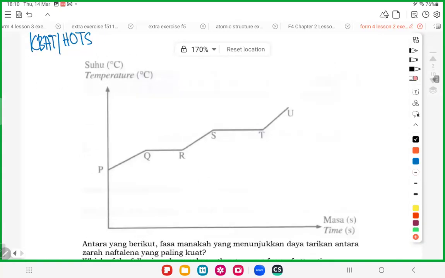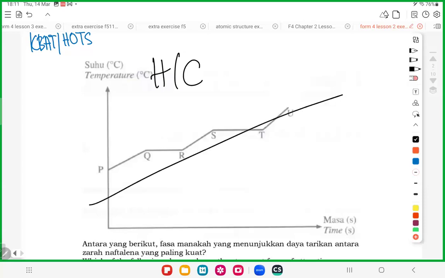This is a heating curve or cooling curve, everyone? Let me know. Heating or cooling curve from this picture. H or C? Heating, because the temperature goes up. Okay, guys, how many staircases in this case? How many staircases in this question?